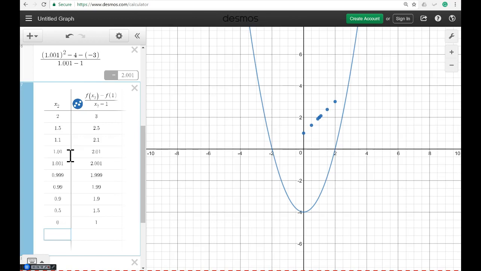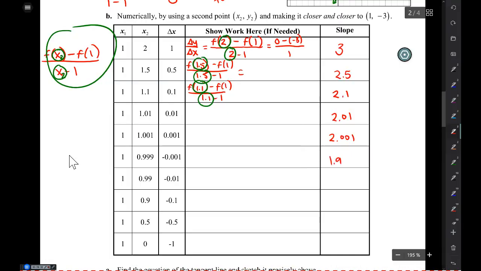Okay, I'm going to fill in the rest of my table here. It was 1.999, 1.99, 1.9. This one was 1.5, and this one was 1.